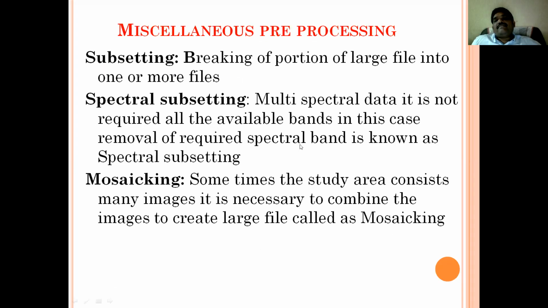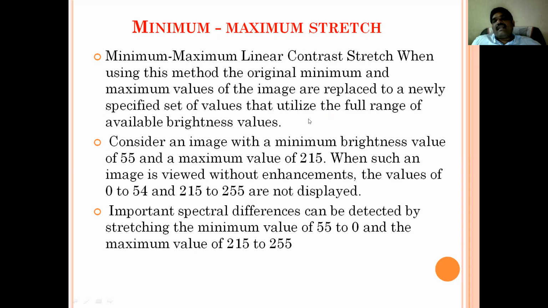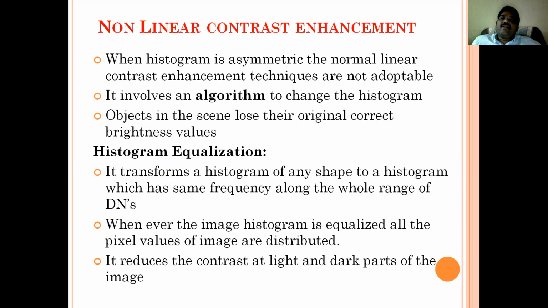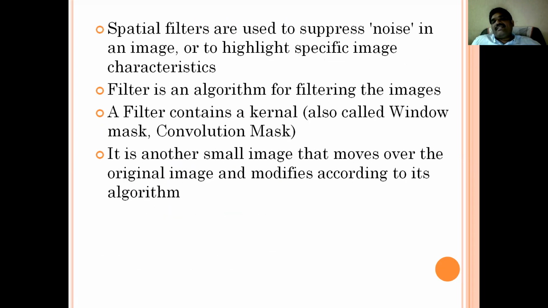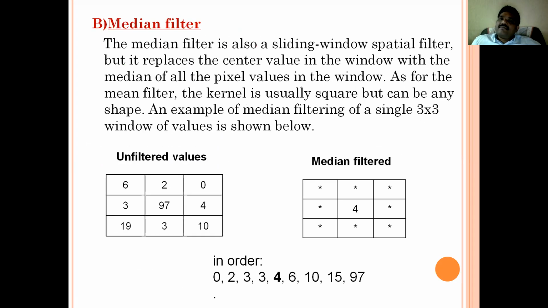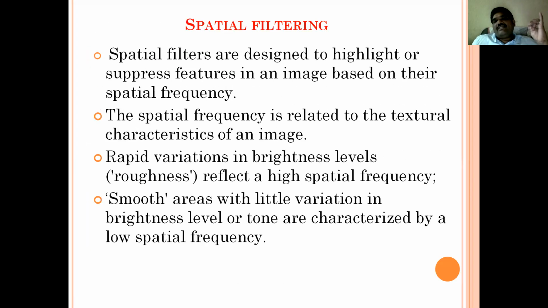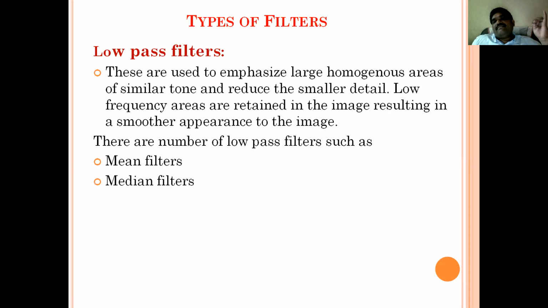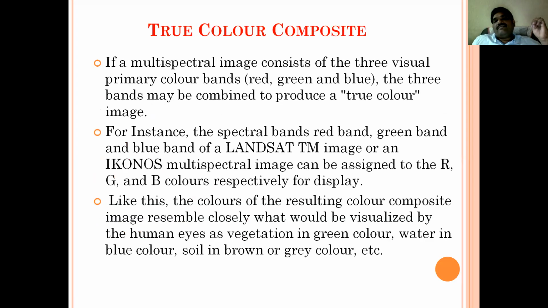image enhancement. Under image enhancement, we discussed magnification, reduction, and contrast, saturation. After that, filtration and reference stretch. Of course, reference stretch is one of the methods. We have seen under image enhancement: image magnification, reduction, contrast enhancement, filtration, spatial filtering, and then transect extraction, and then color composition.